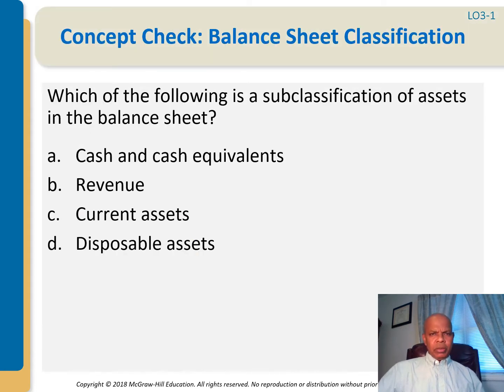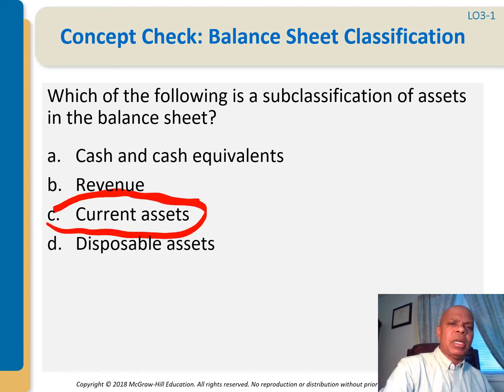Let's take a look at this quick example. Which of the following is a subclassification of assets in the balance sheet? Cash and cash equivalents is an item, and revenue is not part of the balance sheet. Disposable assets, we don't usually put like that. But current assets is the subclassification. Remember, current assets, then you have long-term assets. Okay, that's the answer for that.